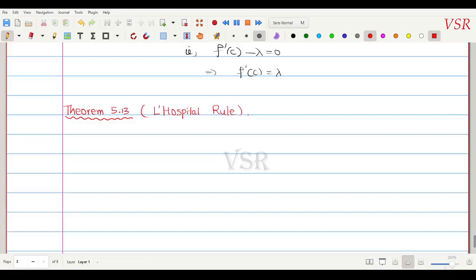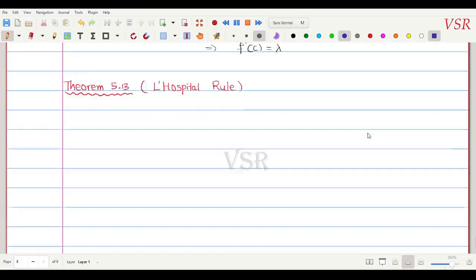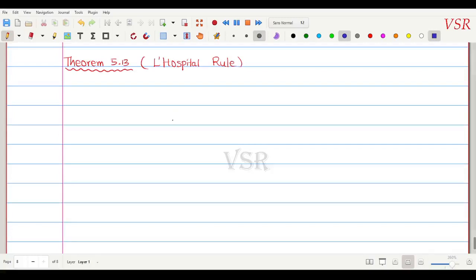Okay, what it states is very simple. Suppose I now write the statement. Suppose I have two real valued differentiable functions on some open interval (a, b). Let f be a function from the open interval (a, b) to R and g be a function from the open interval (a, b) to R.